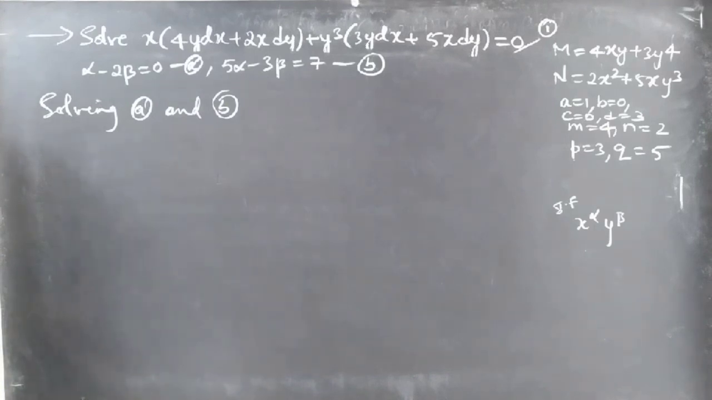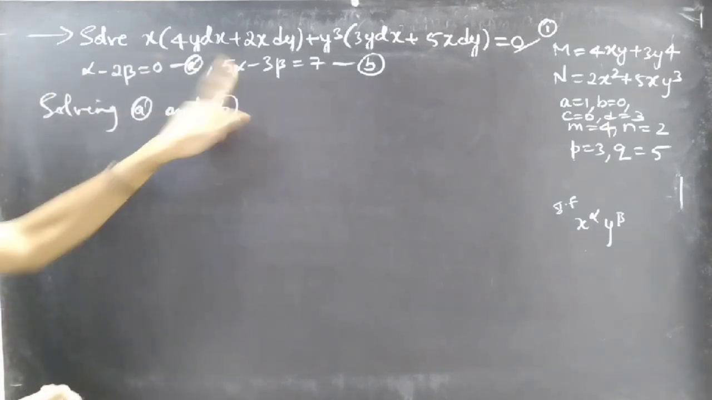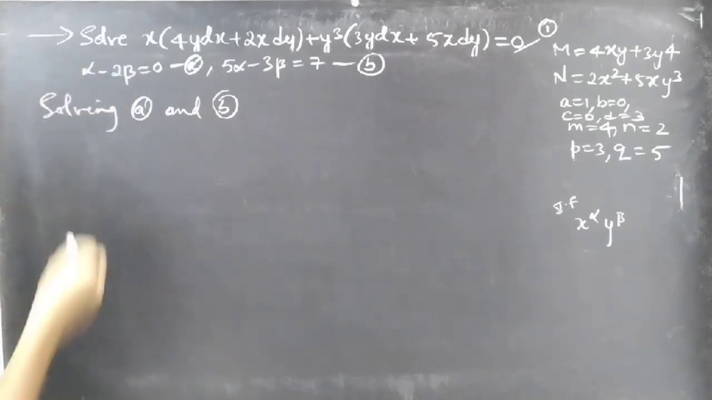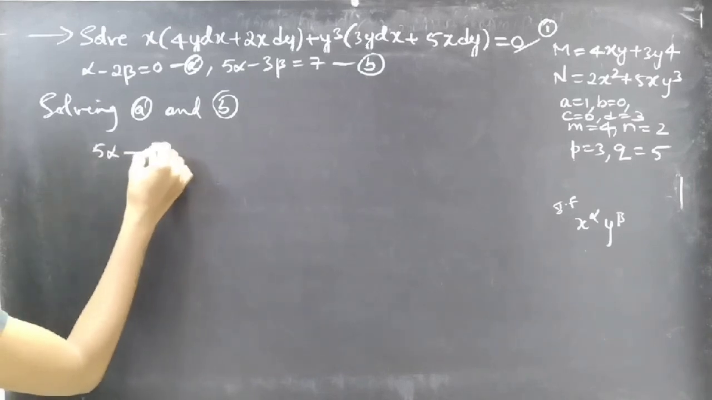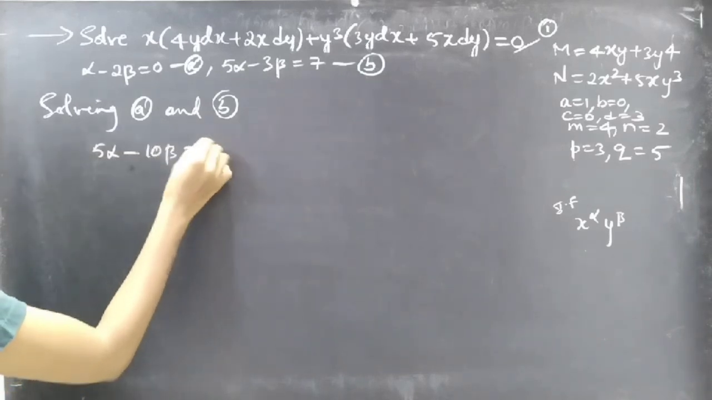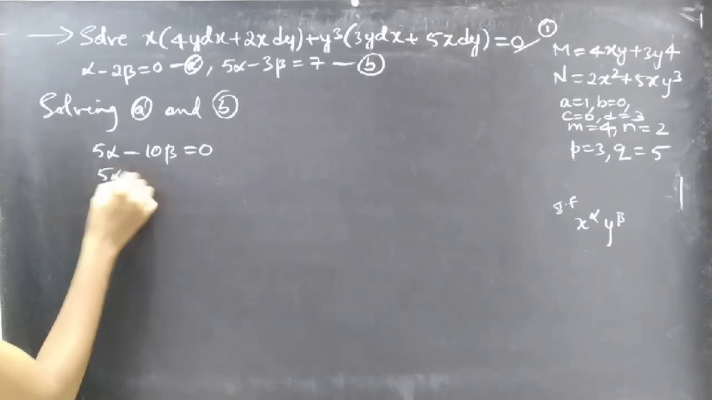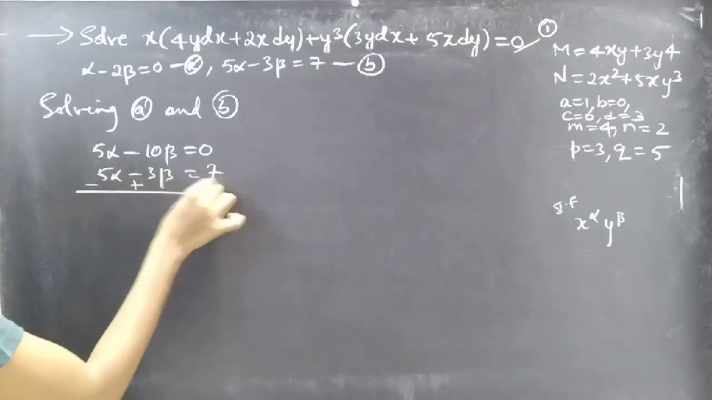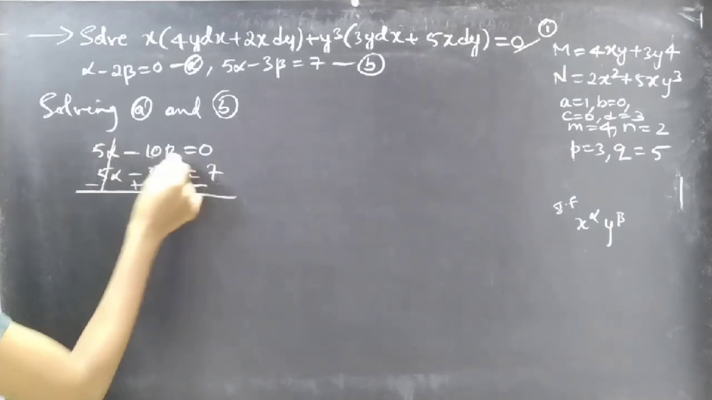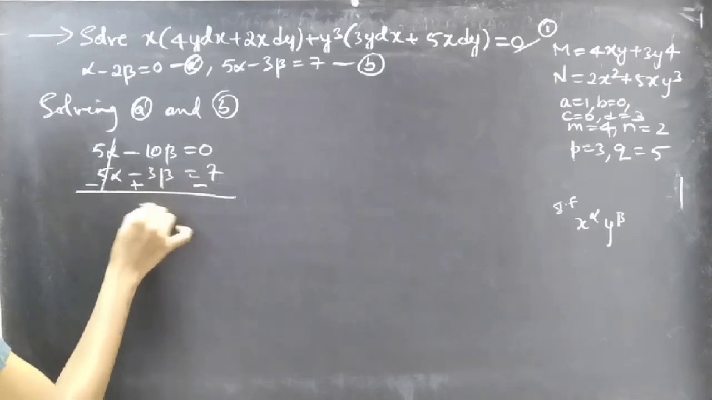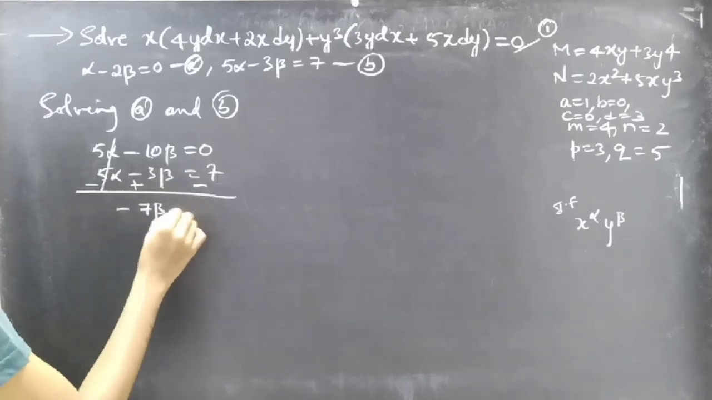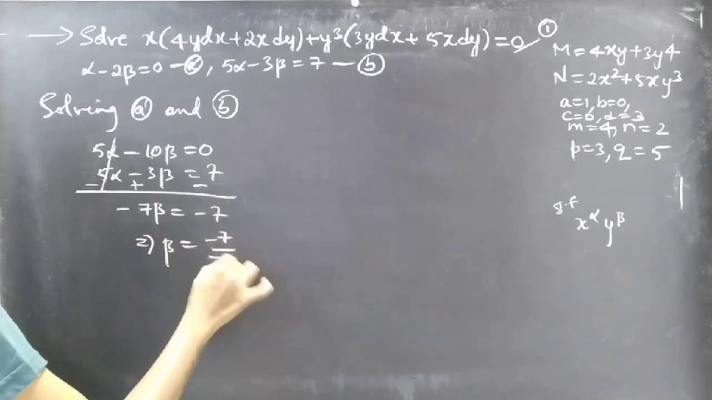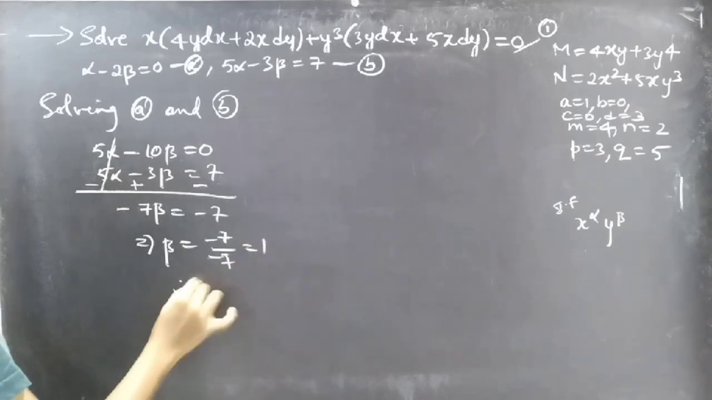Now observe the terms involving α. Here we have α, here we have 5α. In order to cancel α, we need a 5 here. So multiply 5 to this equation. We'll get 5α − 10β = 0. Equation B remains the same. By solving these two, we'll get −10β + 3β, which is −7β, equal to −7, which gives us β = 7/7, which is 1. Therefore, β = 1.